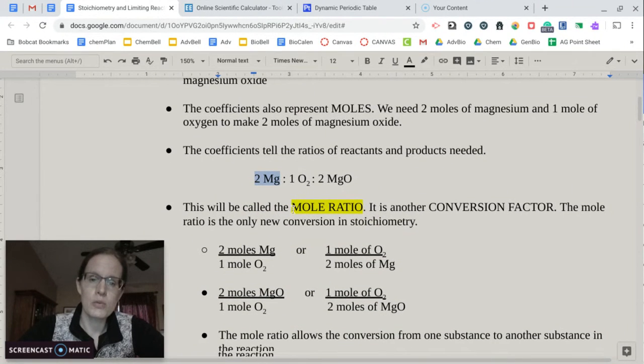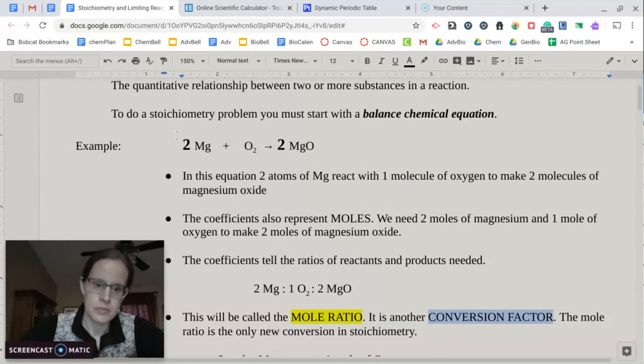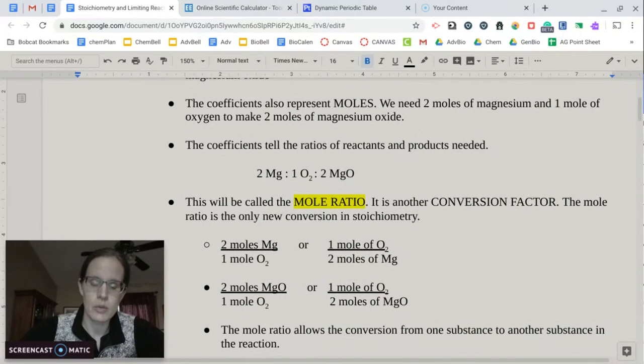This is going to be called our mole ratio. This is our only other new conversion factor. So now we've got the molar mass conversion factor, grams to moles. We've got the 6.02 times 10 to the 23rd particles for 1 mole. And now we've got mole to mole. In that last tutorial, I told you that the mole would always be 1. Now here it's not. In the mole ratio step, the number for the mole is going to be whatever it is in the equation. So here it's a 2. Here it's a 1. Here it's a 2. You're getting those numbers from your balanced chemical equation.